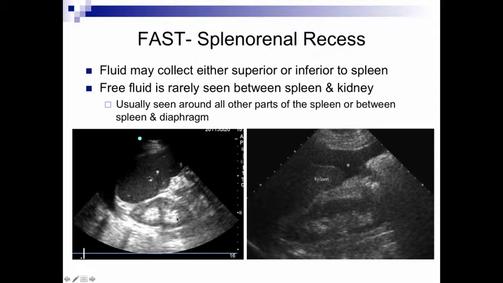Unlike the hepatorenal view, where fluid will tend to accumulate between the liver and the kidney, in the splenorenal space, the fluid, when it accumulates, tends to accumulate above and inferior to the spleen, so not necessarily eroding the interface between the spleen and the kidney. So you basically look for fluid above and below the spleen, primarily between the spleen and the diaphragm, or inferior to the spleen on your image.